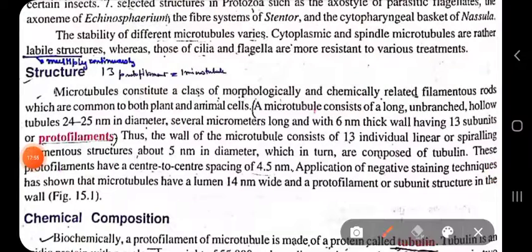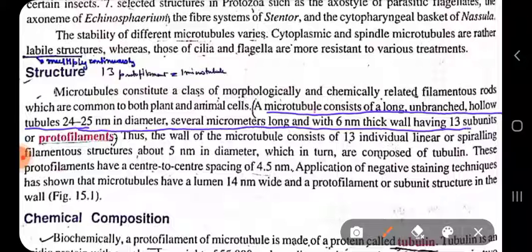About the structure, it is saying that a microtubule consists of long, unbranched and hollow tubules 24 to 25 nanometer in diameter, several micrometers long, and with a 6 nanometer thick wall having 13 subunits or protofilaments. So the microtubule is a long structure, unbranched. It does not have any branches.